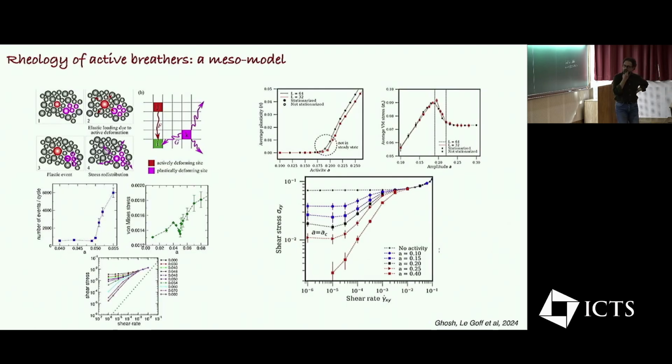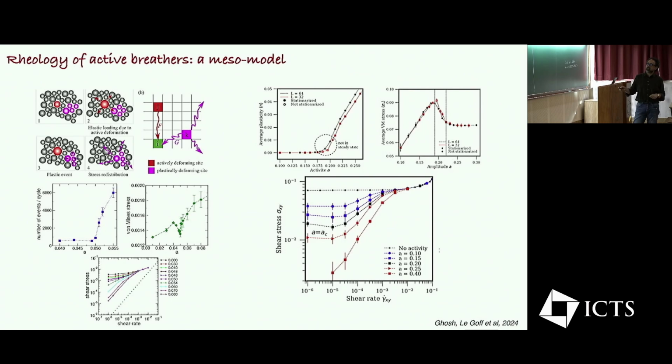Then our collaborators, Kirsten and Magali, have developed a mesoscale model to look at this breathing plus shear. So you have two sources of plasticity: one coming from the external mechanical drive, and the other being the breathing happening inside the system. Both can contribute to the toppling of a site. They compute the quantities that we are looking at, the number of events, the average von Mises stress, and also look at the rheology.